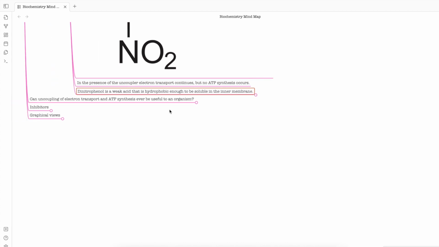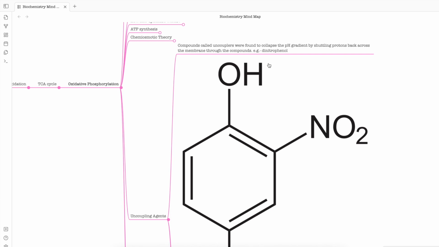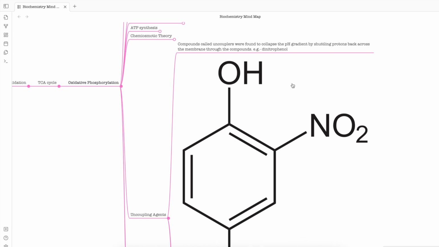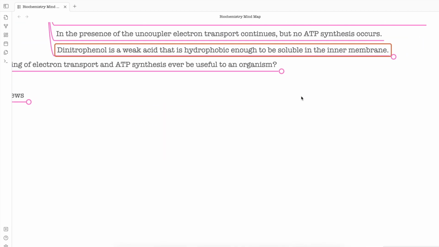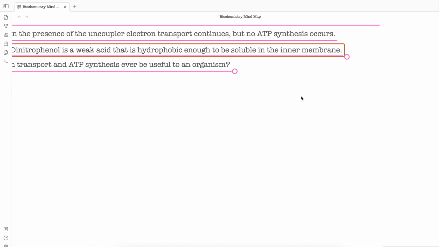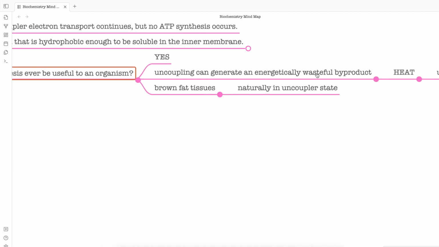Now the main question is, okay, we know that dinitrophenol-like agents or uncouplers are not that good for us because they inhibit ATP synthesis. But is there any advantage where dinitrophenols or uncouplers can have some important role? Yes, the answer is a simple yes. Why? Because these uncoupling agents can generate an energetically wasteful byproduct, that is heat, that I have already mentioned.